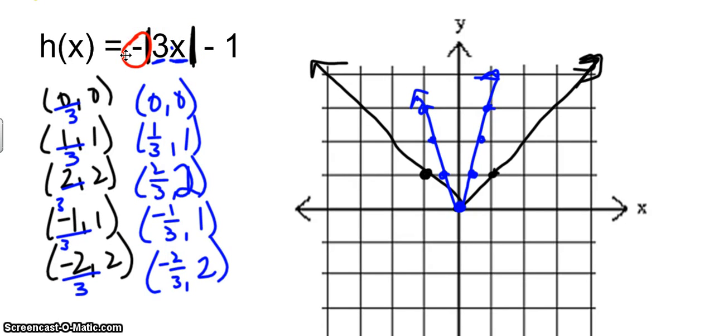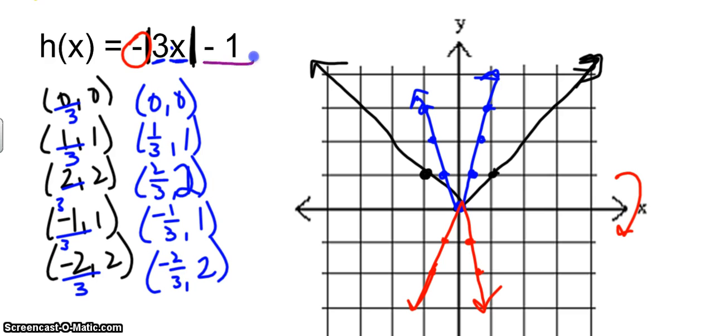This negative sign, because it's outside the function, is going to reflect over the x-axis. So instead of going over 1/3 up 1, I'm going to go over 1/3 down 1, down 2, down 1, down 2. My 0 doesn't reflect at all. So that's applying the reflection.